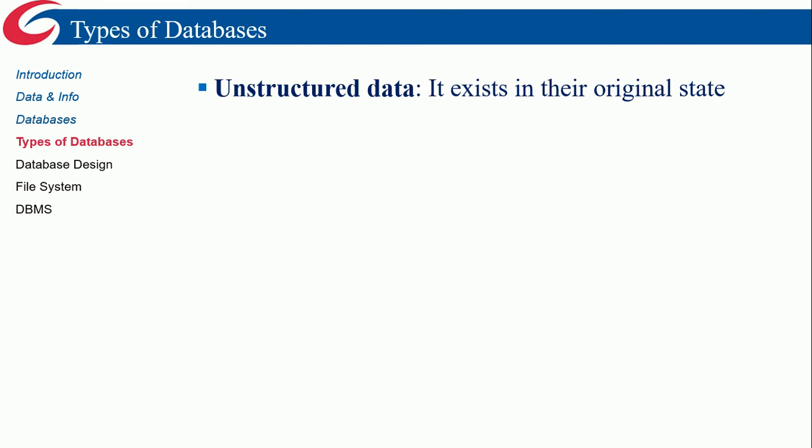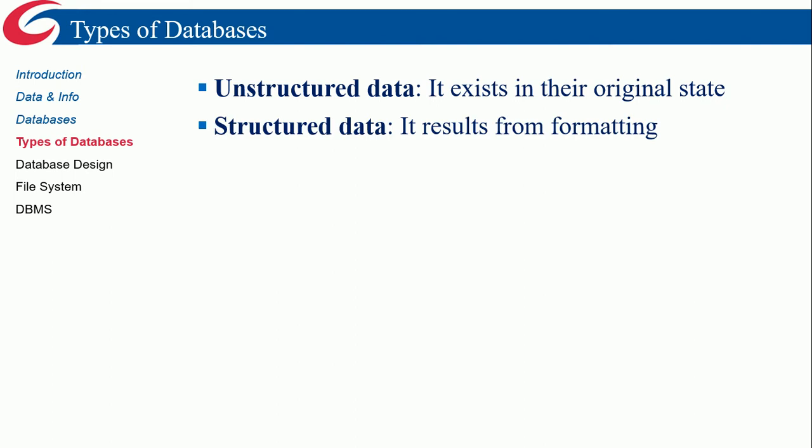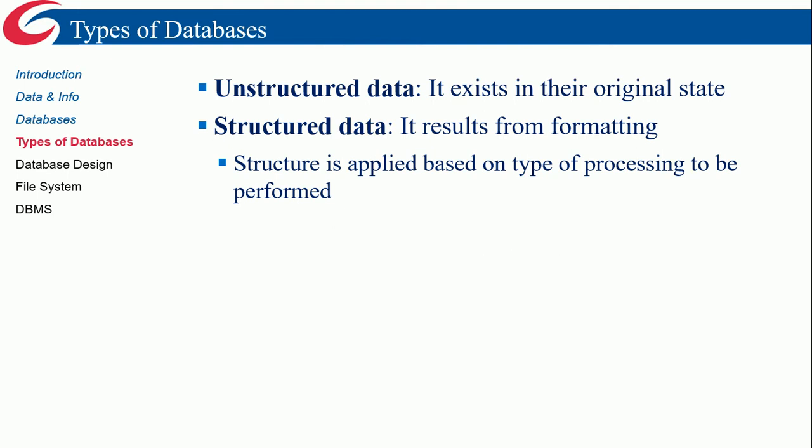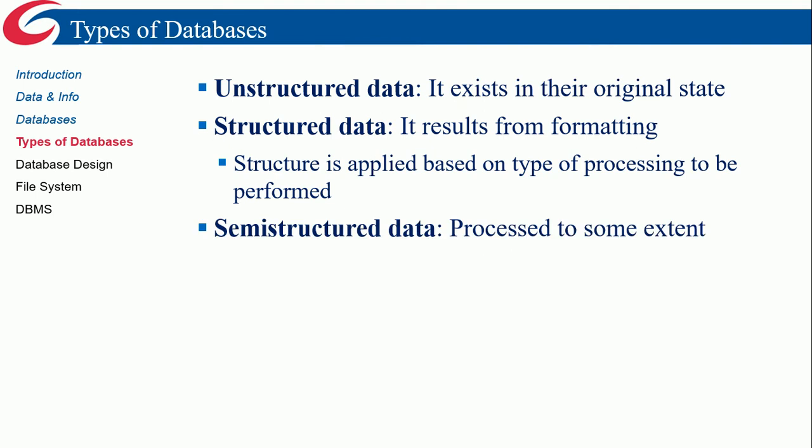Unstructured data is data in its original state, and structured data results from formatting or having some structure. Structure is applied based on the type of processing to be performed. Most of the databases that we talk about in this course use structured data. You'll see how that works when we talk about data types and when you have to make decisions about data types and relationships and all of that design work that we do, because we're going to be working with structured data. It's a lot easier for applications and programs to share and integrate when you have structured data, because everybody can comply with that same data structure.